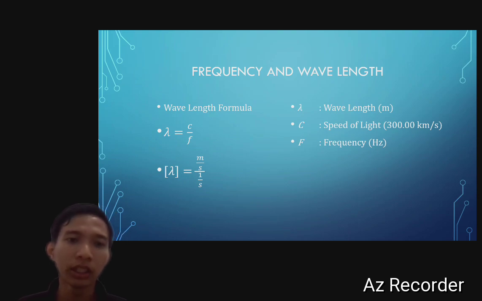We can also say that the wavelength, or lambda, is equal to m divided by s divided by 1 divided by s.